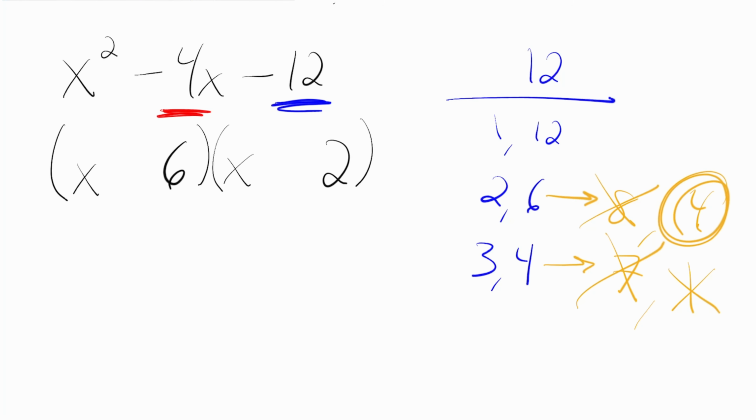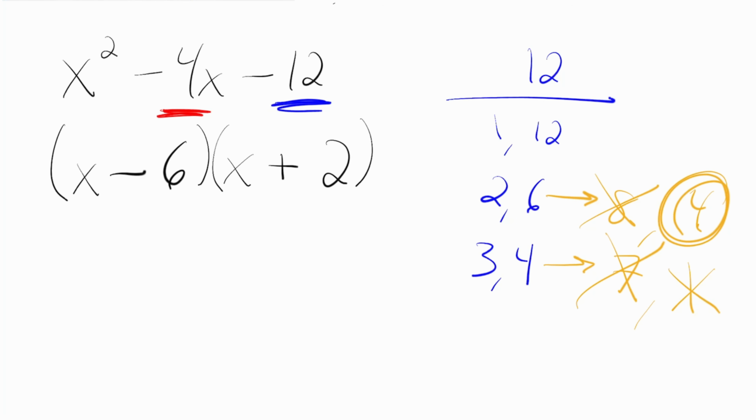So if we have a positive 6 and a positive 2, add those together, gets us 8, not what we're looking for. If we get a negative 6 and a negative 2, that gets us negative 8, also not what we're looking for. What's it going to be? Well, it's going to be a negative 6 and a positive 2. If we add those two together, we do actually end up with the negative 4 right there in the middle.